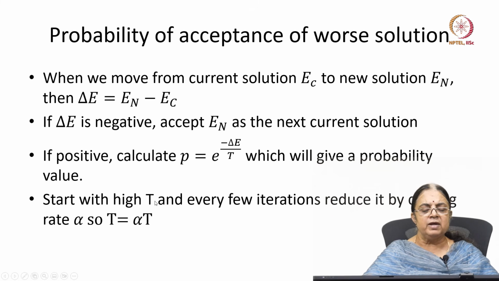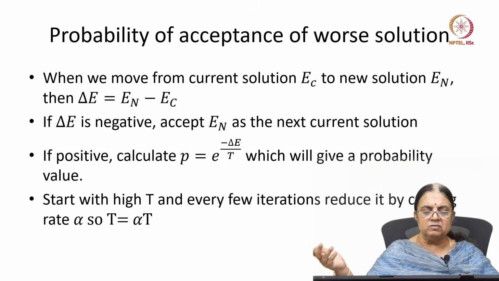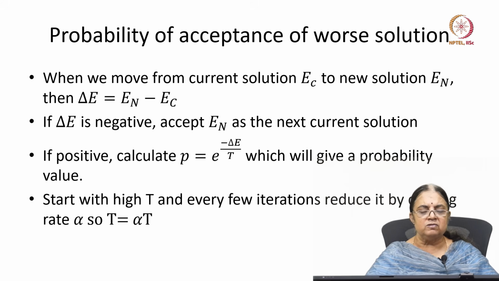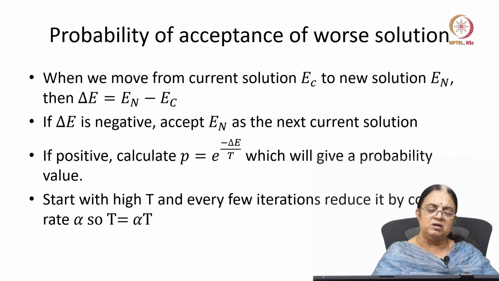So you are starting with a high t. For example, you may start with a t of say 10, and every time you reduce it by the cooling rate. Suppose your cooling rate is 0.9. So 10 into 0.9 will be 9, so the next value of t will be 9, etc. Or you can use 0.99 or something, so your next point will be 9.9, 9.8, etc. And you keep going down till your t becomes small.